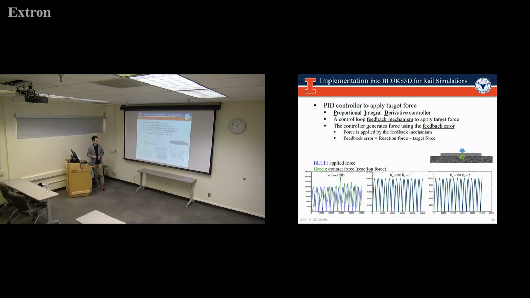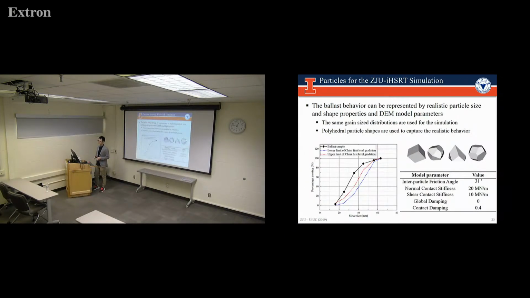As we can see, without the PID controller, the blue line is the applied force we want to apply on the tie, and the green curves are the actual reaction force given to the tie by the ballast particles. Without PID, you can see those lines don't match very well. The green curves are jumping all over the place. But once we use this PID controller, the blue lines and the green lines are pretty much identical. This is what we want for our DEM simulation to have.